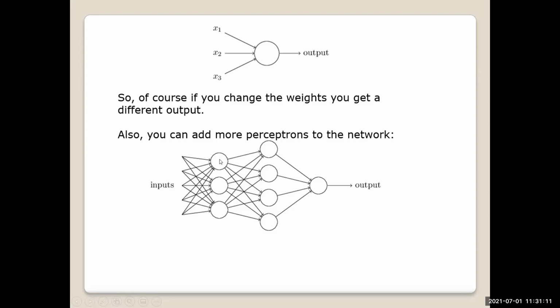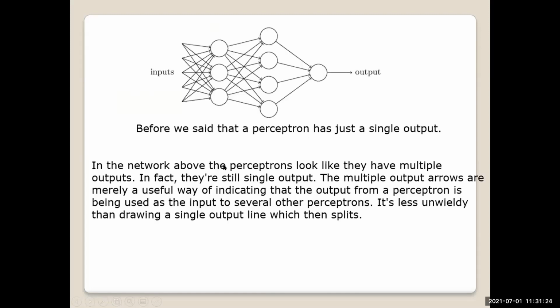It's the same 1. Or if it was 0, 0 would be output here, here, here, and here. So it's the same 0. It's not like this could be a 1 and this could be a 0. No, it's the same number. In fact, they're still single output. The multiple arrows are merely a useful way of indicating that the output from a perceptron is being used as the input to several perceptrons. It's less unwieldy than drawing a single output line, which then splits.